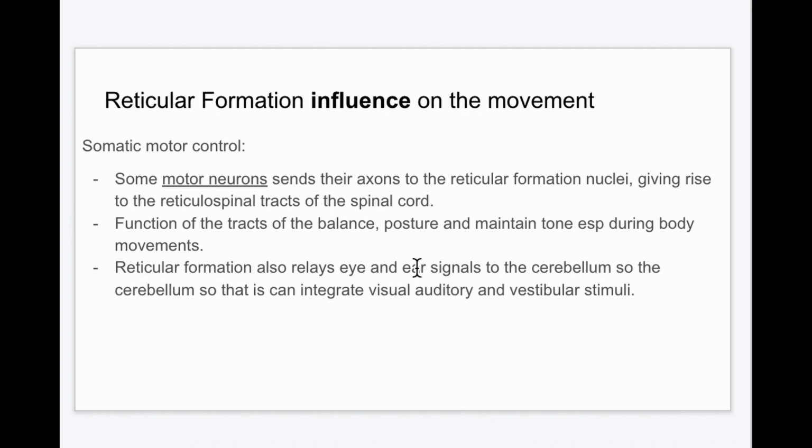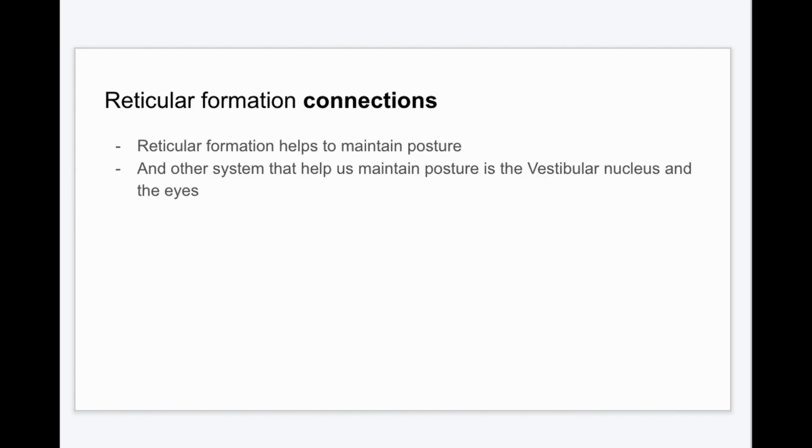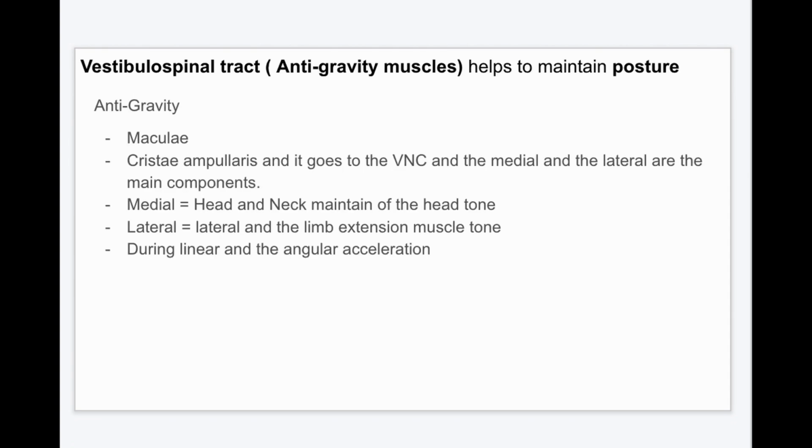Reticular formation also relays eye and ear signals to the cerebellum, so that it can integrate vestibular and visual stimuli. The reticular formation helps to maintain posture, so that's going to be very key, and its influence on the anti-gravity muscles. So the vestibulospinal tract, and what is the influence on the anti-gravity muscles? The vestibulospinal tract is very important for the anti-gravity muscles, which have their influence through the vestibular system.